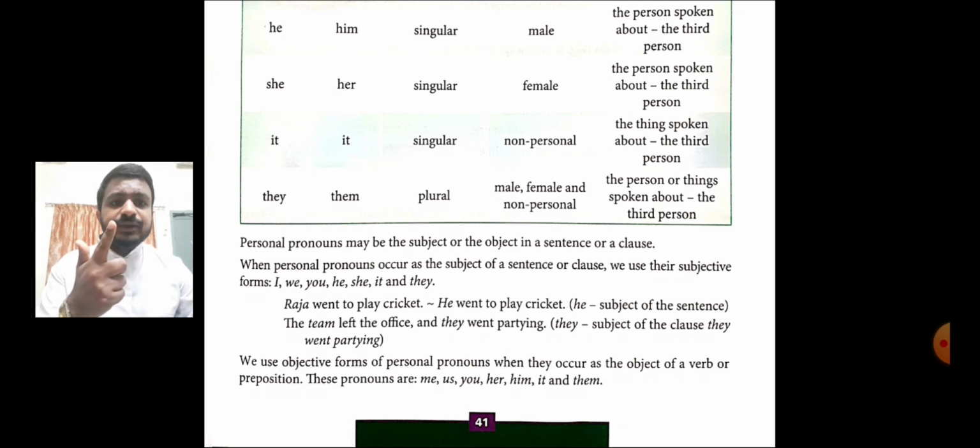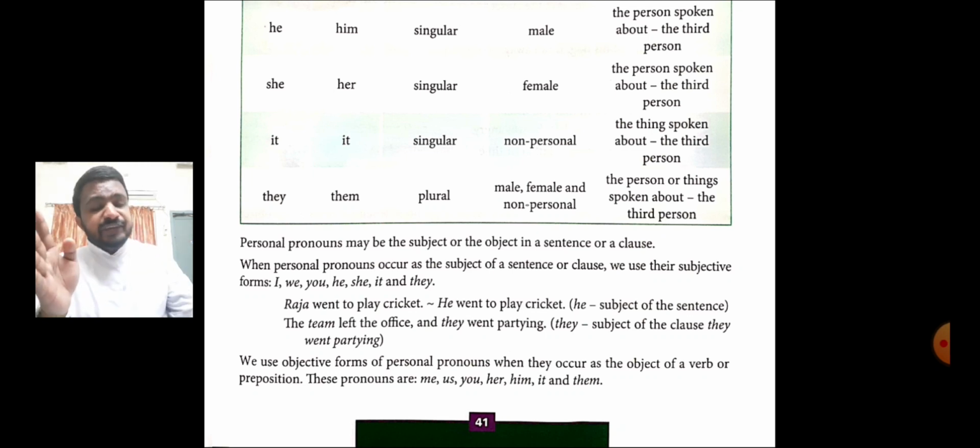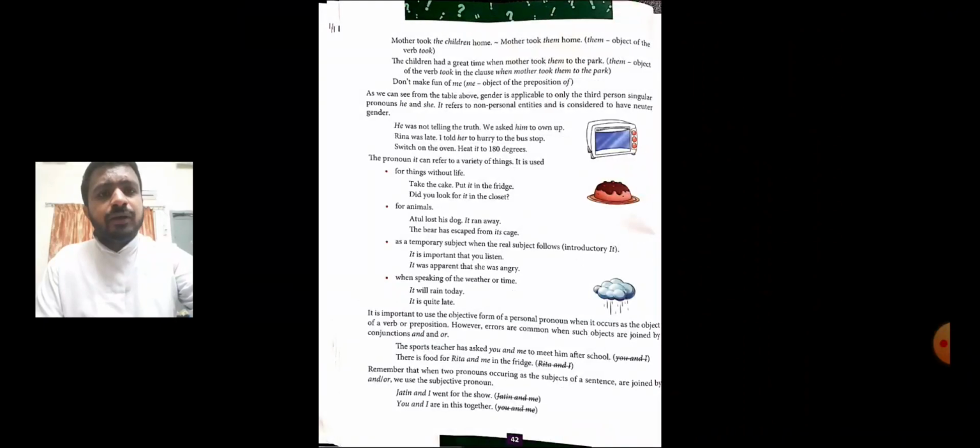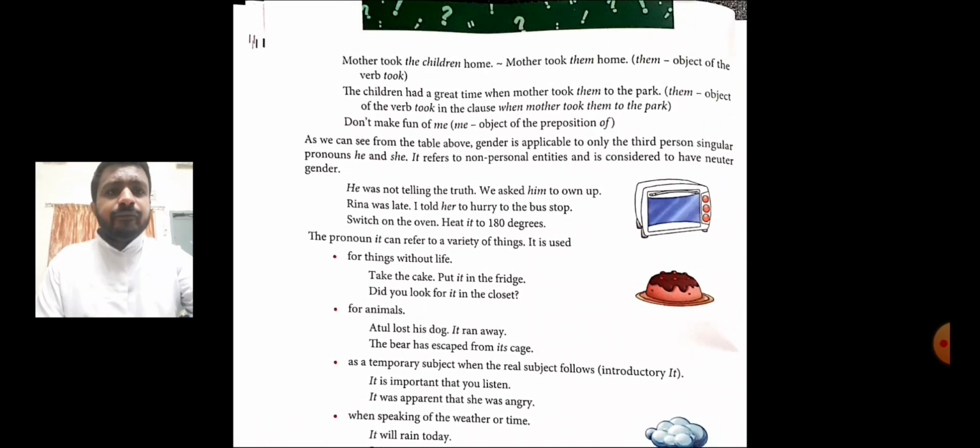Now the second usage is objective forms, that are me, us, you, him, her, it, and them. And their uses are being given on the right hand side of those columns. You can just read it. Then we shall proceed to the next page. I hope you have already read it.